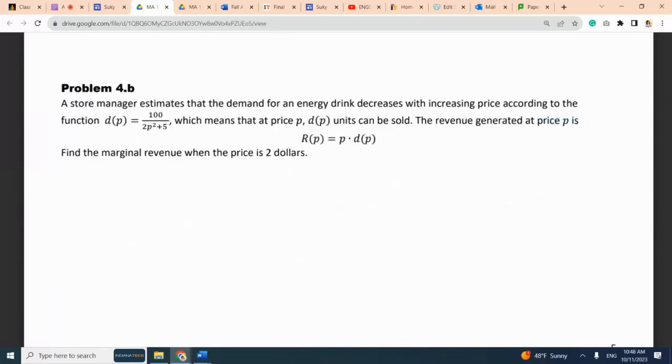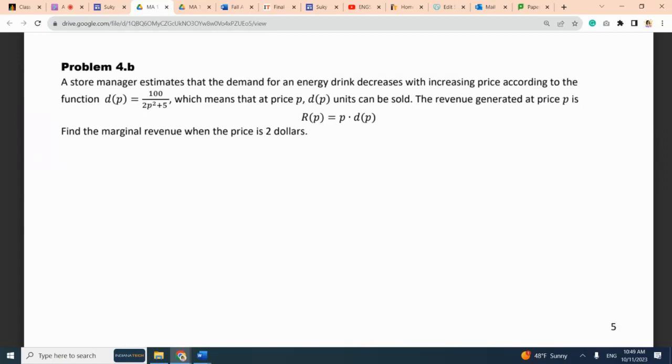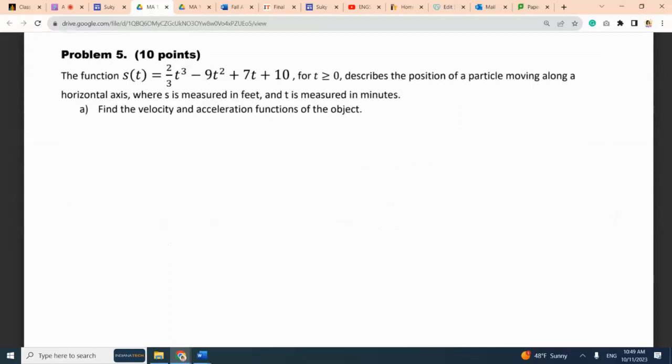And then here another story problem. You have d. Okay, so this is the d, and your function r is p times d. So you multiply the p and d together. Okay, everybody? And then marginal value is the derivative of the revenue. Right, everybody? And then you plug in p is 2. Right.